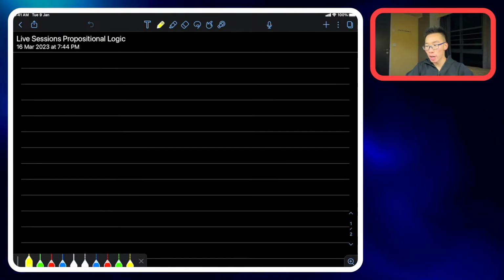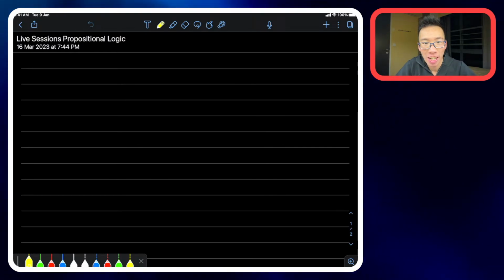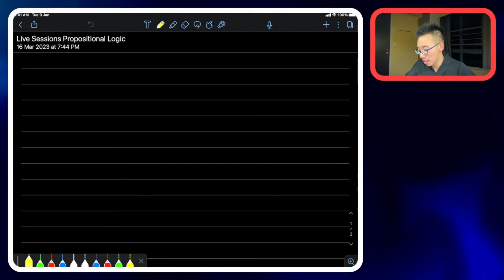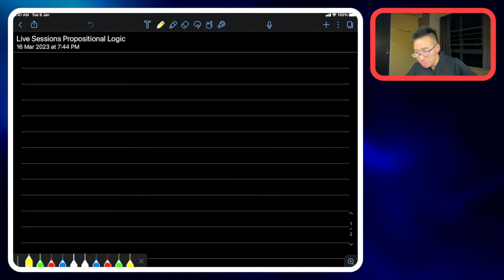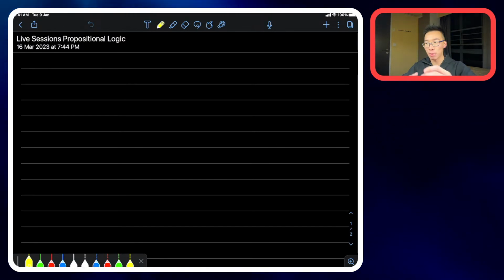Today we will be basically looking at propositional logic. I will be attempting the tutorial questions in the class that I'm teaching this semester, and I'll be attempting the tutorials basically from scratch.